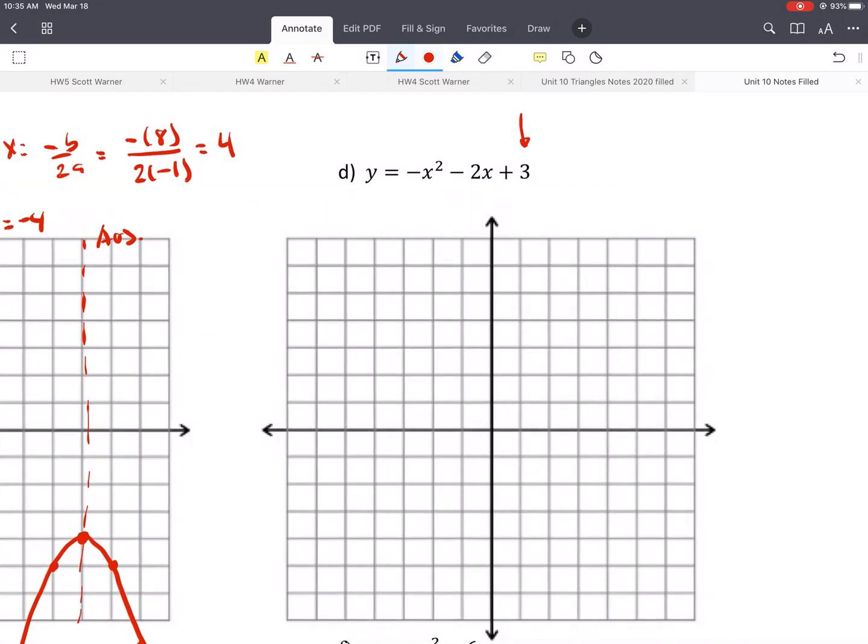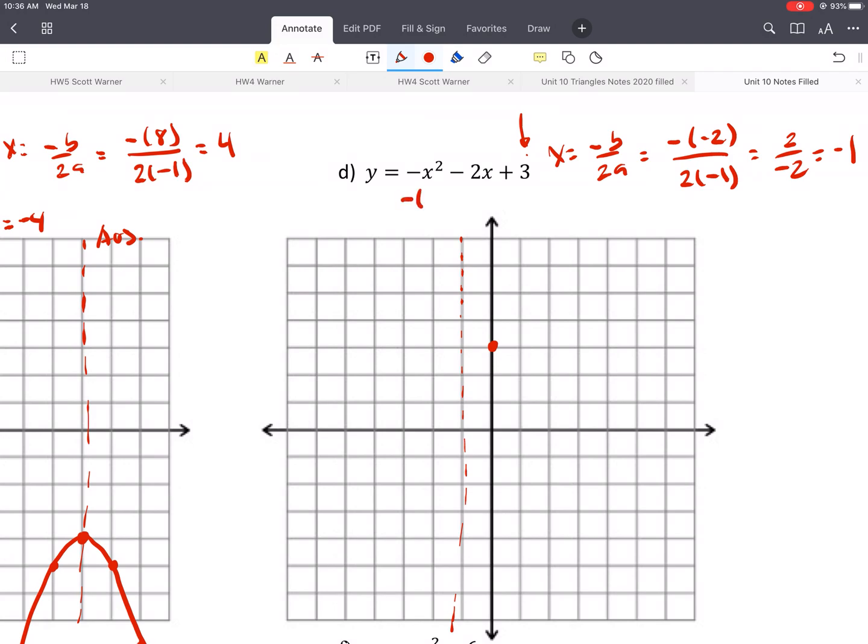Again, kind of a hint here. This is the y-intercept, so we already have a point that's right there if you wanted to get that in straight away. But we still want to find our vertex, so x is equal to negative b over 2a. That gives you negative b, which is negative 2, over 2 times negative 1. That gives you 2 over negative 2, or negative 1. So our axis of symmetry is right here. And then we'll plug that in.